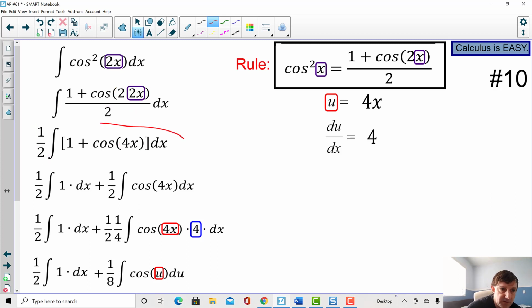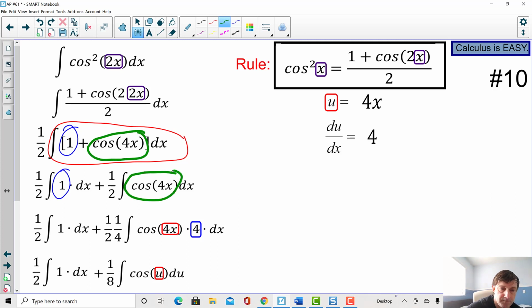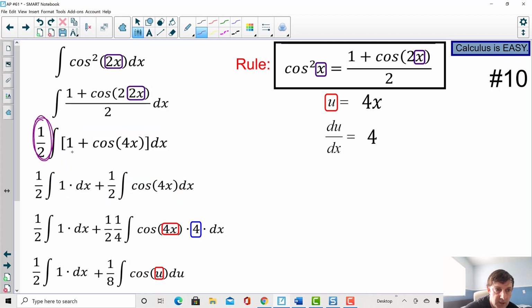And I'm going to break this integral into 2 separate integrals. So it's going to be the integral of 1 plus the integral of our cosine. Now this is another spot where we have to be very, very careful because we have a 1/2 outside of that integral, and the 1/2 has to go on both pieces. So be very careful about that. It's 1/2 times our integral, but we're breaking up our integral into 2 pieces.